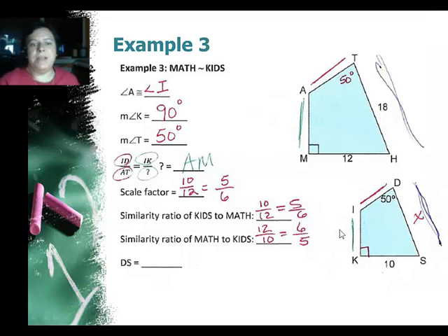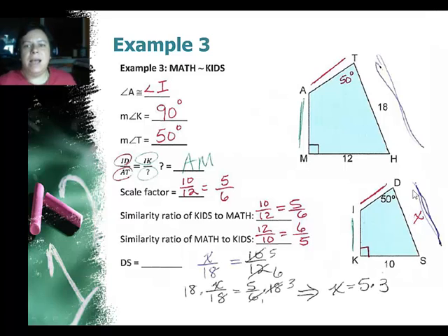Finally, they want us to find the length of side DS, where I put an X here. I set up a proportion, X is to 18, as the two known sides I have, 10 is to 12, and I simplified here 5 over 6. Then I multiplied both sides by 18 to undo that division, and I got DS is 15.